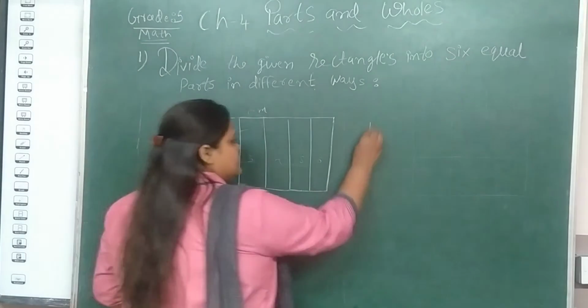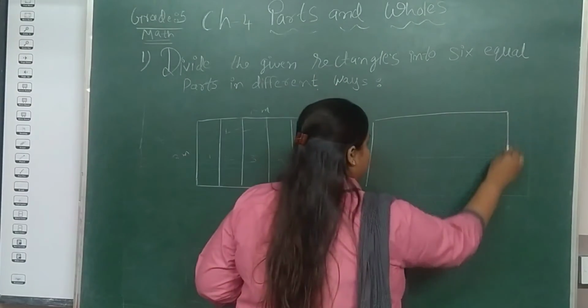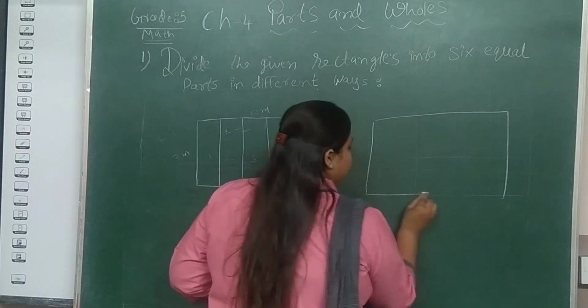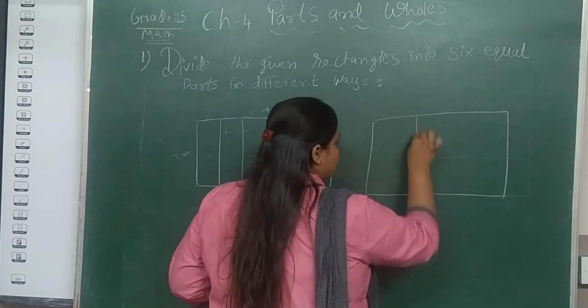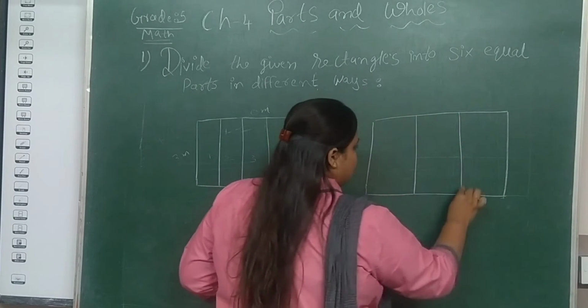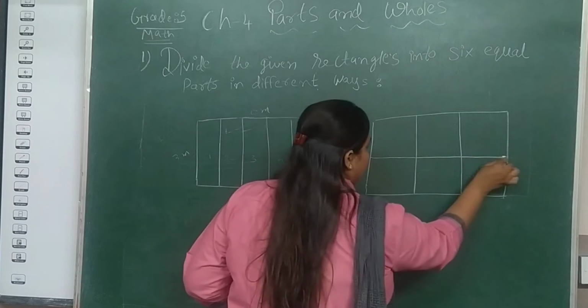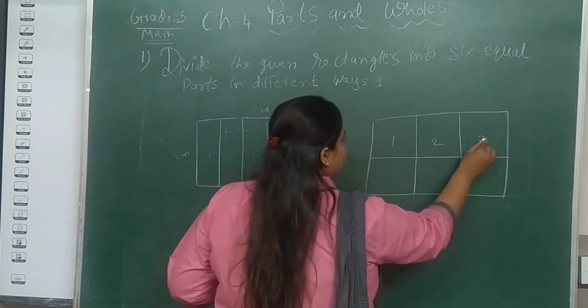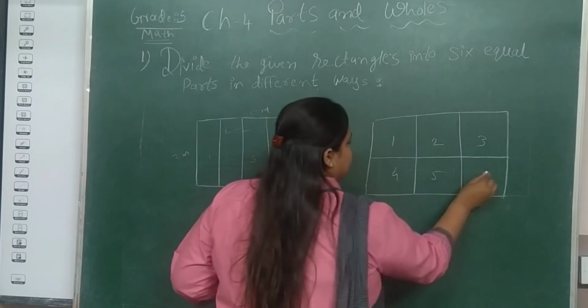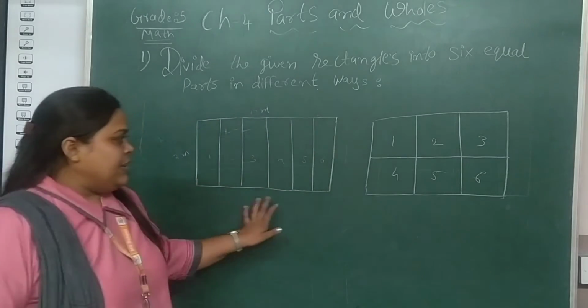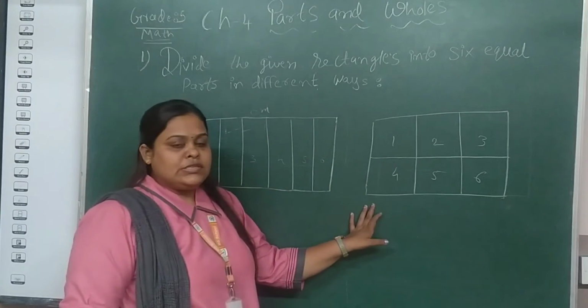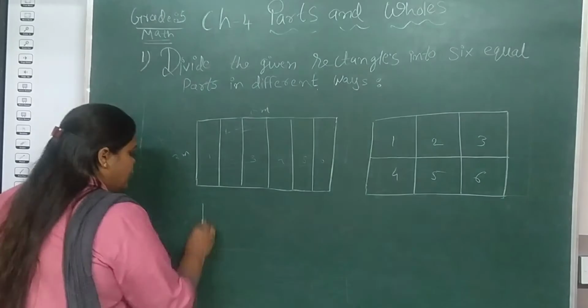Now next, here is a rectangle. 6 equal parts we are supposed to do. So 1, 2, and we will draw a line over here. So 1, 2, 3, 4, 5 and 6. From the same rectangle we have divided into 6 equal parts. One more I will show you.